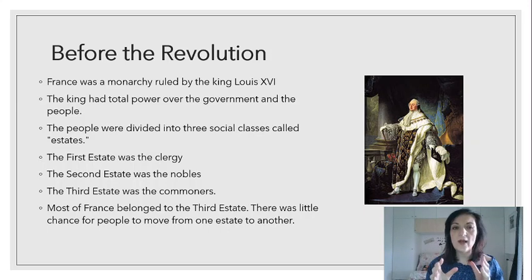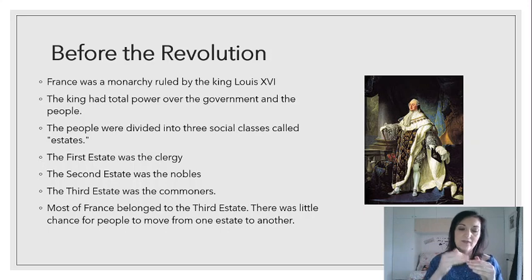During this period, the people in France were divided into three social classes. These social classes were called estates. The first social class was the clergy, il clero. The second was made by the nobles. The third, which was the largest, the biggest, most of the French population belonged to the third estate, il terzo stato, the one of the commoners, common people, poor people, or middle class, very common people.